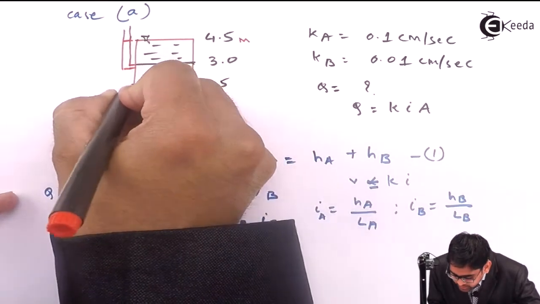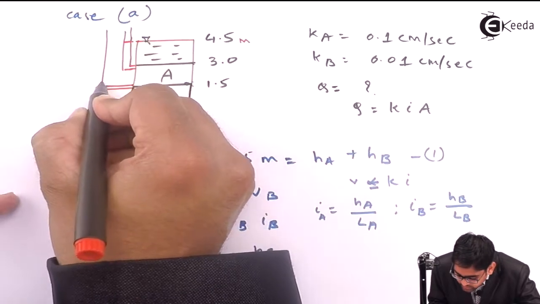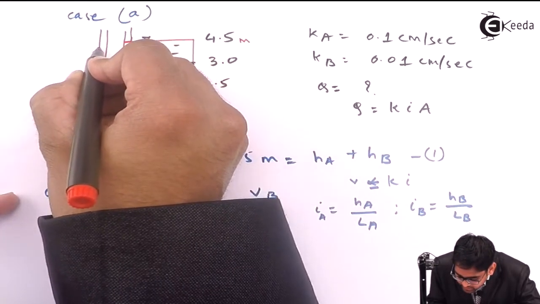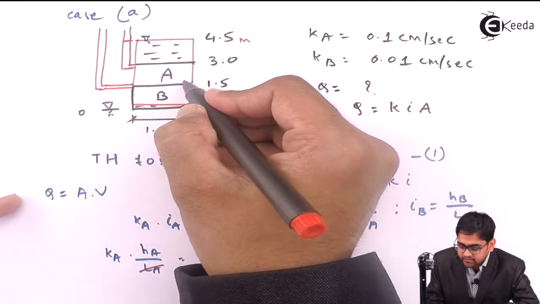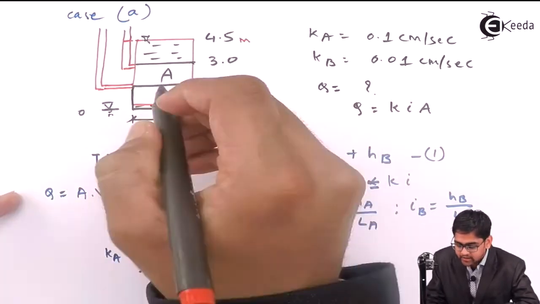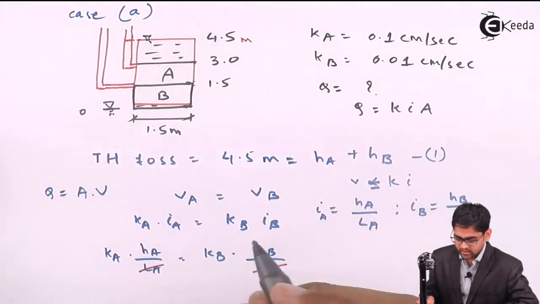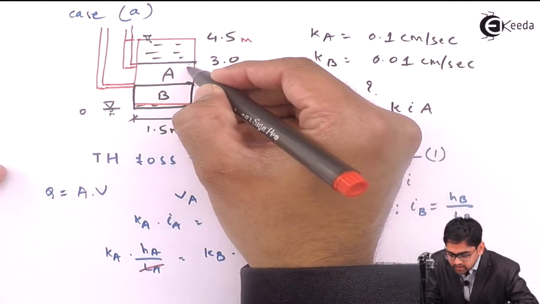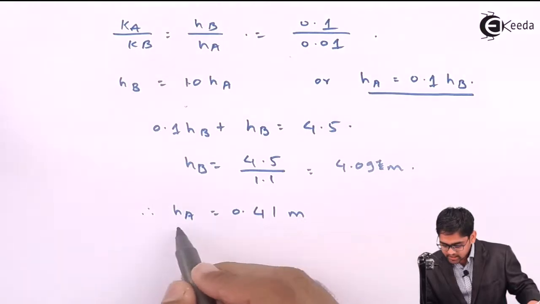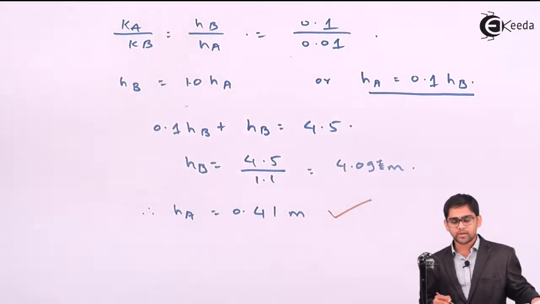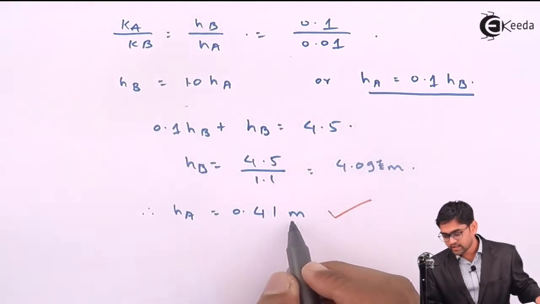But if I insert a piezometer at the point where soil A and B are meeting, or at the exit face of A or entry face of soil B, then while the water particles are moving through this particular soil, you'll get head loss HA equal to 0.41. So therefore 0.41 meter of the total head is lost.